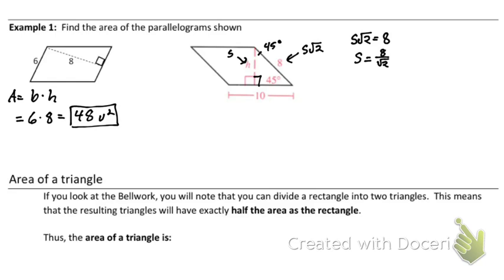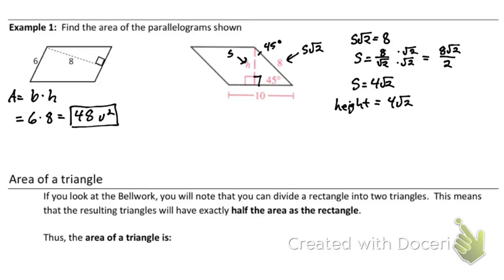Multiply by the square root of 2 on the top and the bottom. Yeah, so we're just going to multiply top and bottom by square root of 2. That's going to give me 8 square root of 2 over square root of 2 times square root of 2, which is 2. So S is actually going to equal 8 divided by 2, which is 4 square root of 2. So since this is S, my height is also 4 square root of 2.